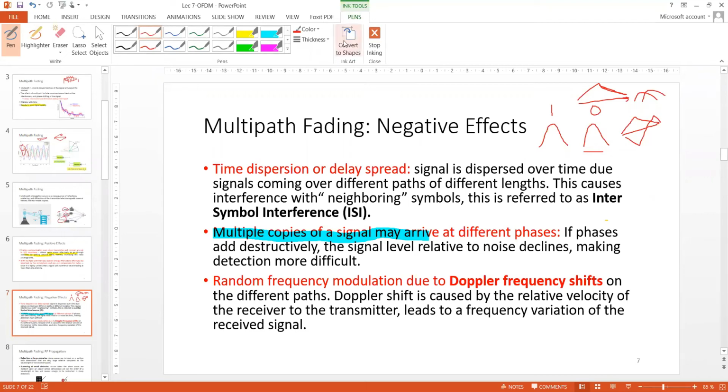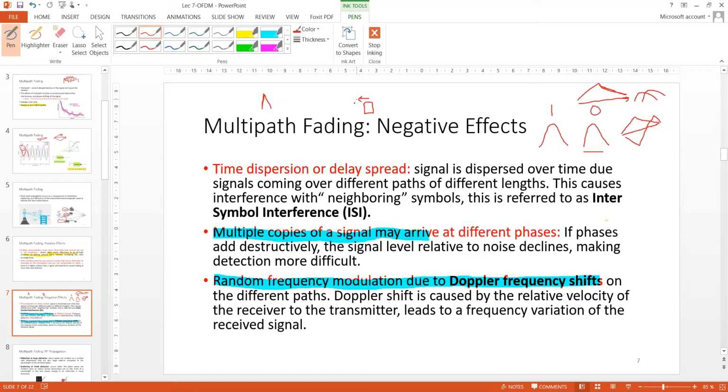Now, another problem that is encountered due to multipath fading or the multipath effect is random frequency modulation due to Doppler frequency shifts. Okay, so Doppler frequency shift is a phenomenon that takes place whenever an object is moving away from, or moving towards, the base station. Let's suppose this is a mobile station or mobile equipment, and this mobile equipment is moving towards the base station with some particular velocity.